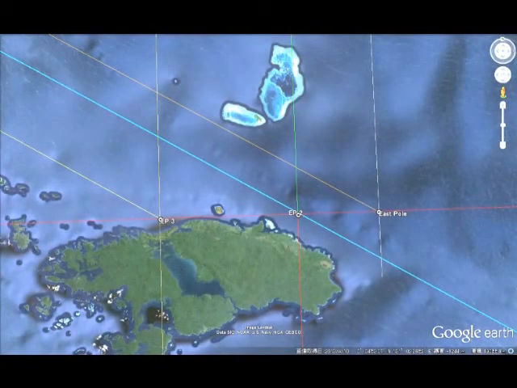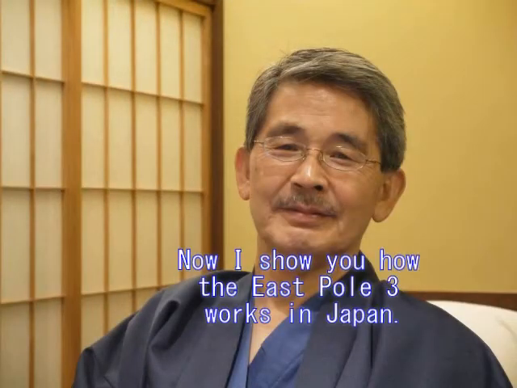So I am convinced that East Pole 3 is the most practical. So I will show you how practical it is, taking for example Japan.